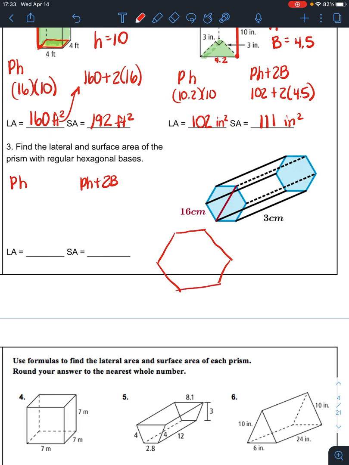Because now we do have to find the area of the base. This is our base, right? And it has this diameter of 16 that passes through. Remember, we have a radius, that means we also have a diameter. So if that's 16, this is 8.